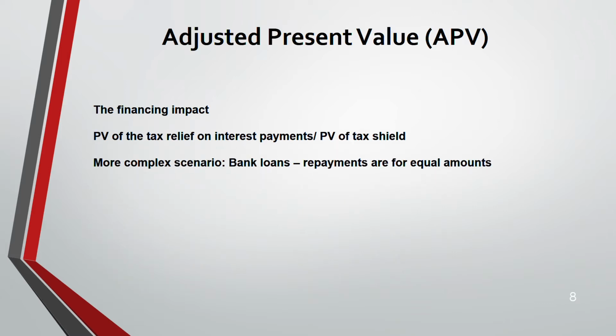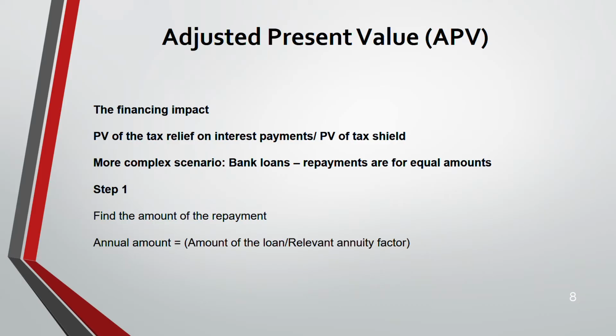Next, we have a complex scenario. The same thing, but this is for a bank loan. Repayments are for equal amounts. You don't know the amount yet. You have to find out the amount this time, but it's equal. So step one: you find the amount of the repayment.